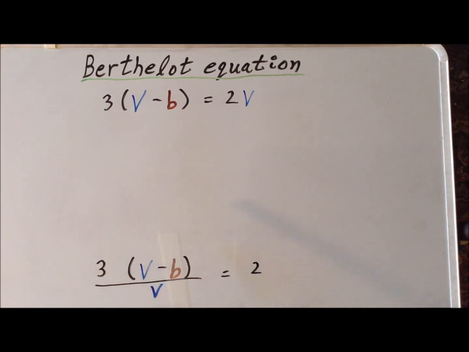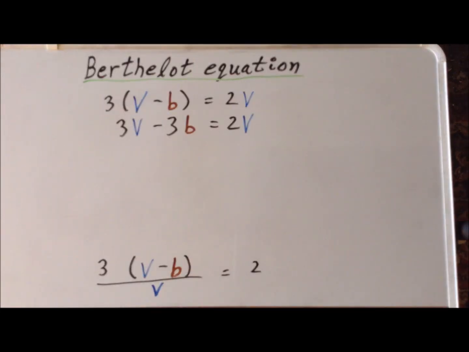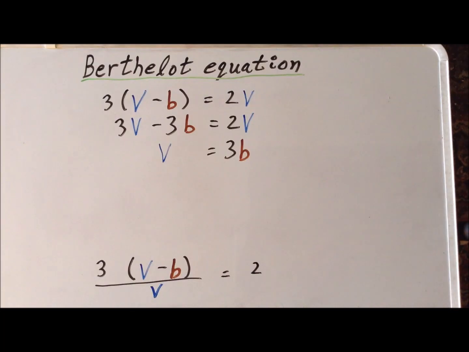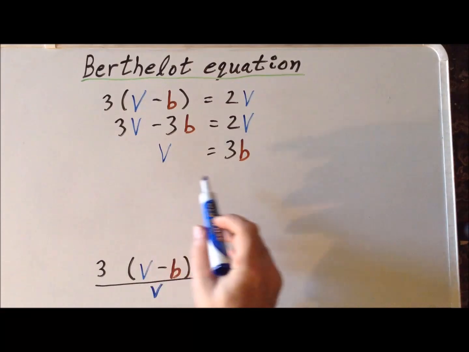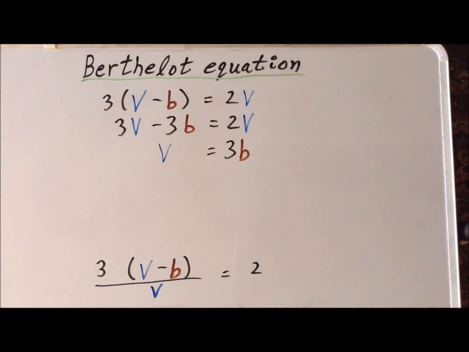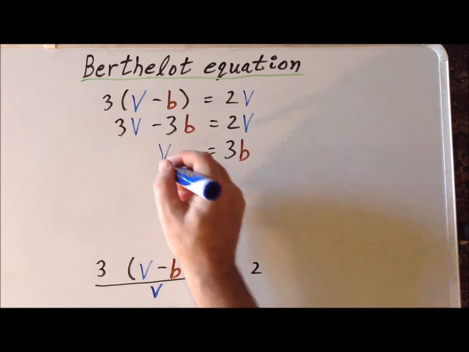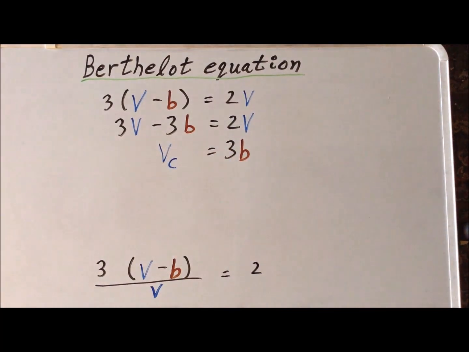Multiplying each side of our relationship here by V gives us that 3 times the quantity V minus B is equal to 2V. We use the distributive law to make the left-hand side 3V minus 3B. And we get that V is equal to 3B. Since this is at the critical point, this particular volume is the critical volume. So the critical constant for the Berthelot equation for volume is equal to 3B.